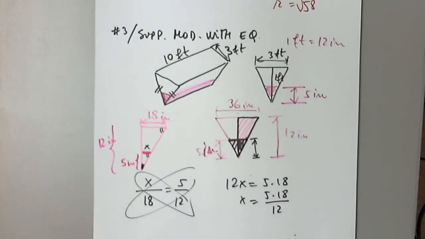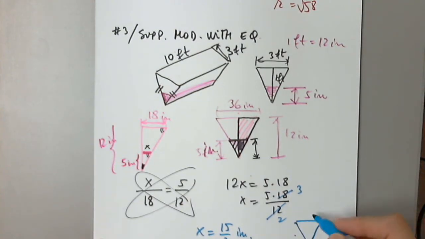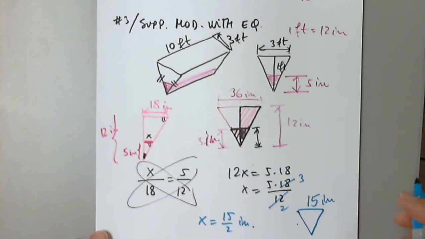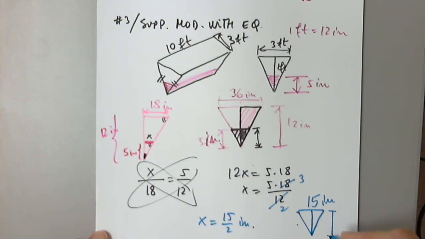You may ask yourselves, why didn't she multiply? It's because I want to simplify, by 6. So this is 15 halves. So x equals 15 halves inches. So if I have this piece that is 15 halves, how much is this piece? 15 halves plus 15 halves is 30 halves, which is, of course, 15. So now I know that that triangle has 15 inches at the top, and it has a height given to us in the problem of 5 inches.